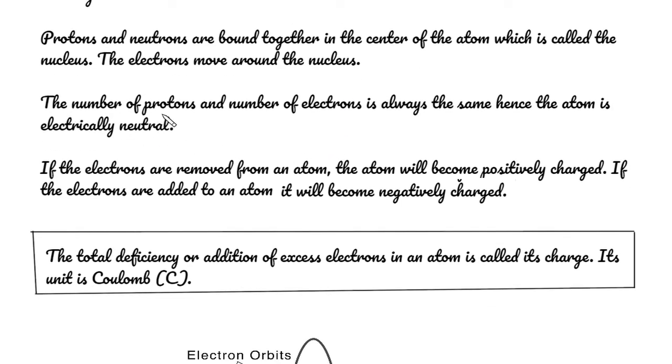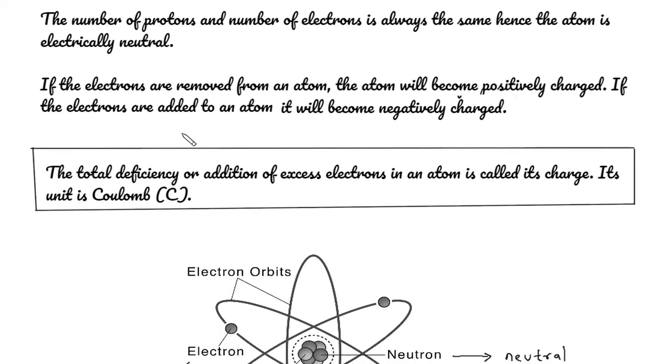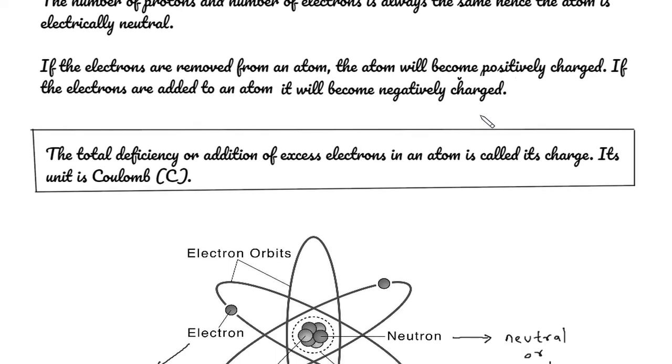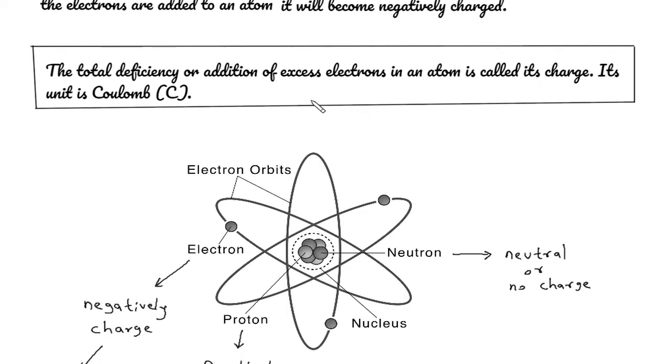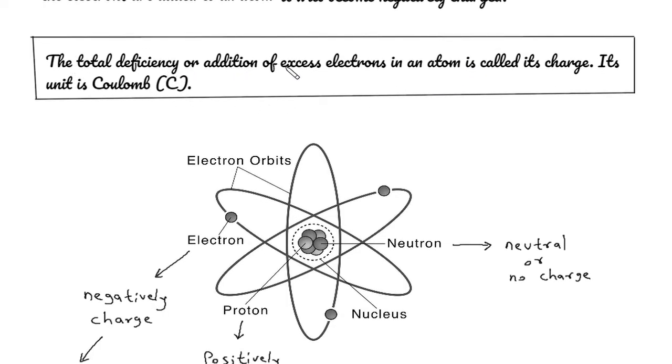The number of protons and the number of electrons is always the same, hence the atom is electrically neutral. If electrons are removed from an atom, the atom will become positively charged. If electrons are added to an atom, it will become negatively charged. The total deficiency or addition of excess electrons in an atom is called its charge. Its unit is coulomb, denoted by capital C.